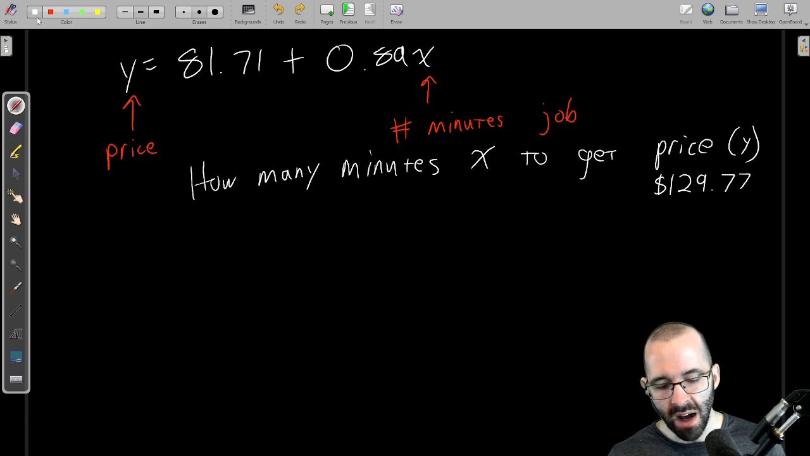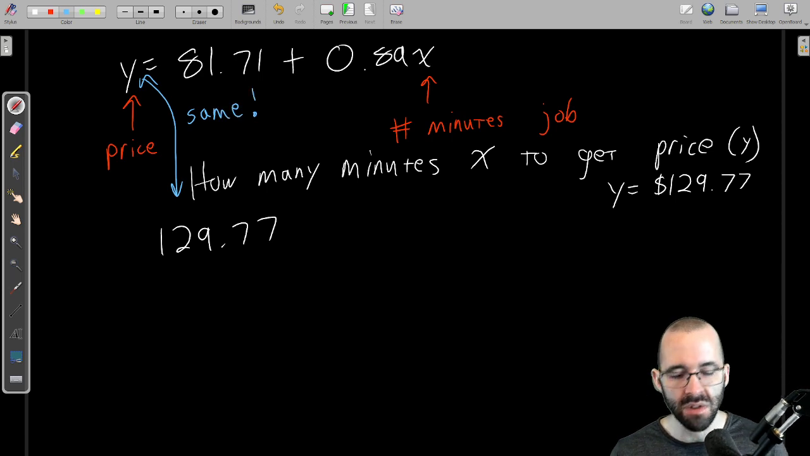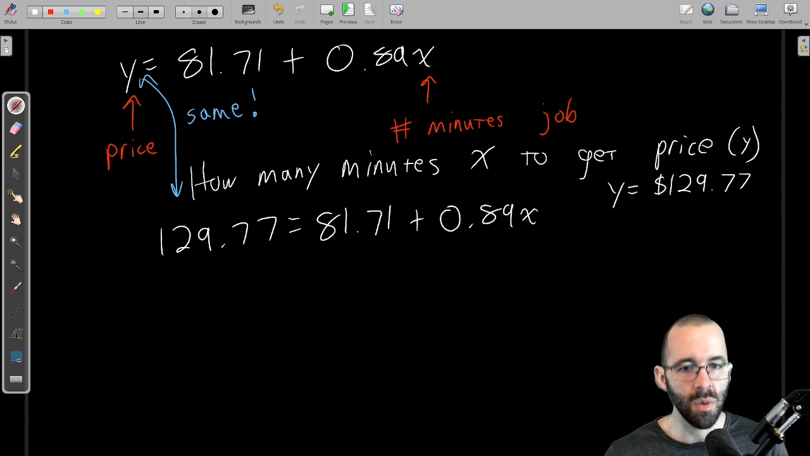So we know Y, right? This is our Y. So if that's Y, well, replace Y with that. That's the price. The price is Y. Again, these are the same in this case. Y equals 129.77 equals 81.71 plus 0.89x. We want to solve for x. We want to get x by itself.